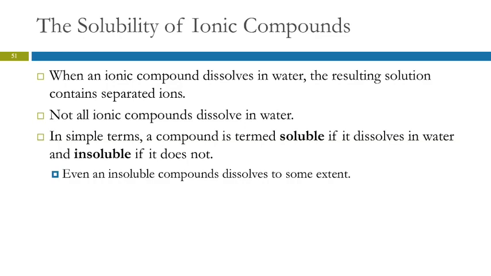So which ionic compounds are going to dissolve? Because they don't all dissolve. Some of them will, some of them won't. We say a compound is soluble if it dissolves in water. We say it's insoluble if it does not. Well, it's not exactly black and white. There's kind of a gray area in between, because even insoluble compounds dissolve a teeny tiny bit. But overall, does most of it dissolve or not?